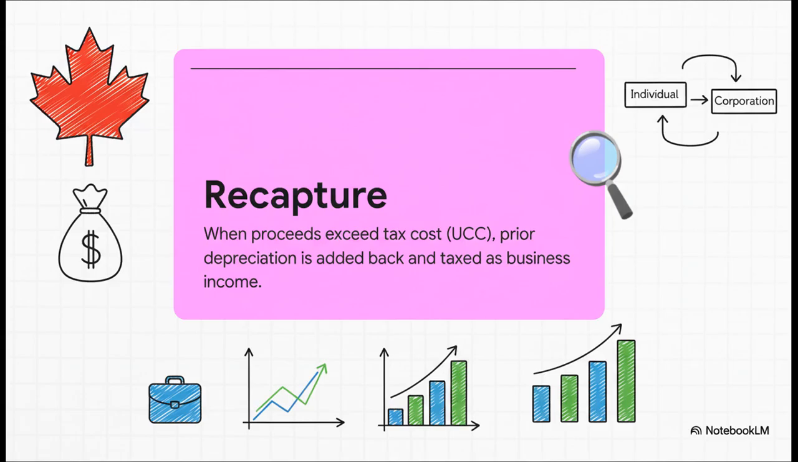But wait, there's more. The capital gain isn't the only thing Lucy has to think about. Remember, this is a depreciable asset, and that means we have to talk about something called recapture. What is it? Well, it happens when you sell an asset for more than its tax value, its UCC. It's basically the tax system's way of saying, hey, wait a minute, you claimed all this depreciation over the years, which lowered your taxes, but now you sold it for more than we thought it was worth, so you're going to have to pay some of that back. It gets added right back into your income.